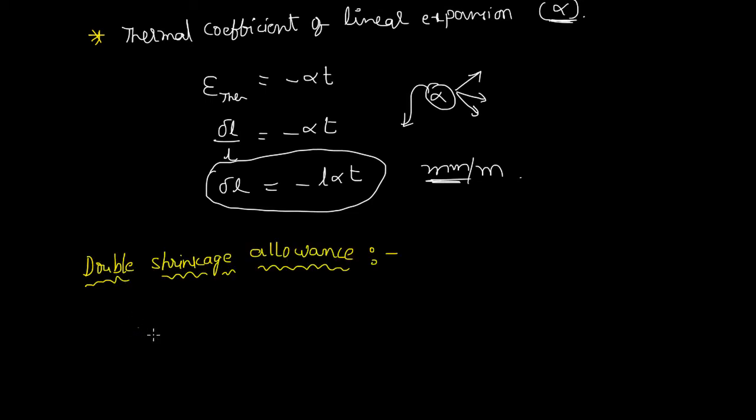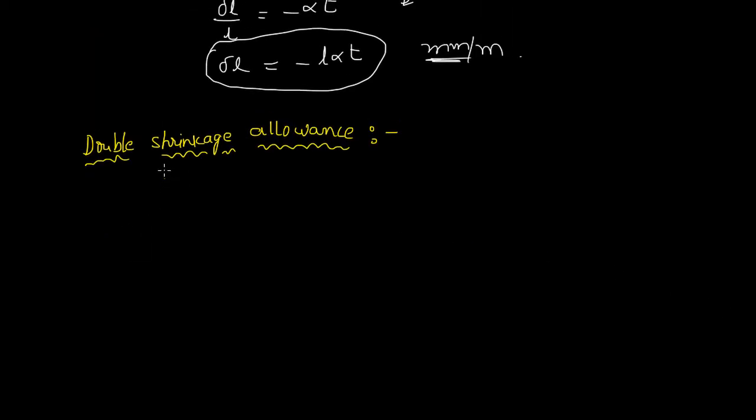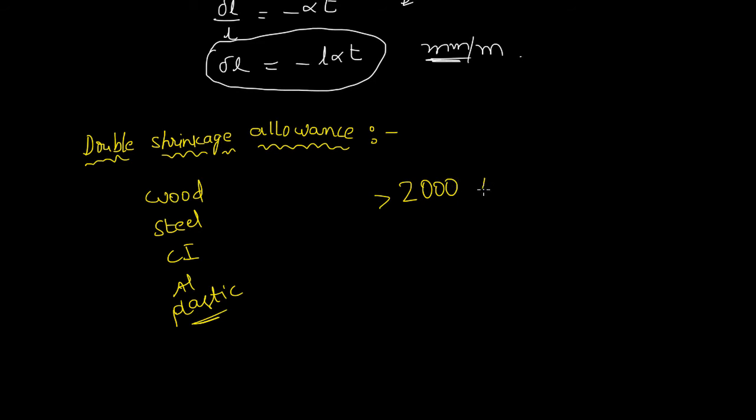When will it come into the picture? There are so many pattern materials that we can work with. For example, we can take the pattern material as wood, steel, cast iron, aluminum, or plastic, many materials. If I want to make a standard pattern to work with greater than 2000 times the same pattern, then I must choose the steel or cast iron pattern. So how can I produce the steel or cast iron pattern? By casting only.